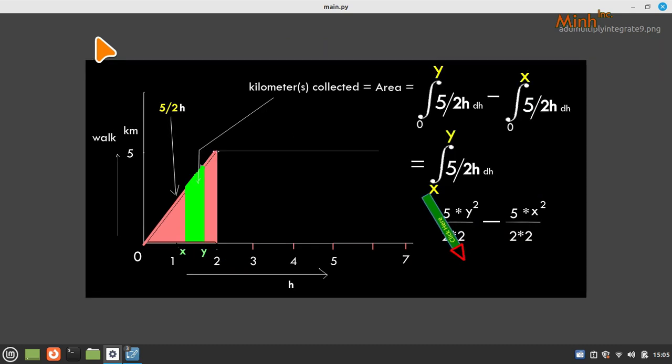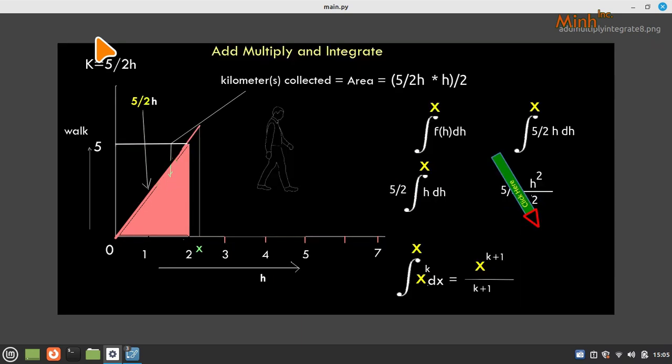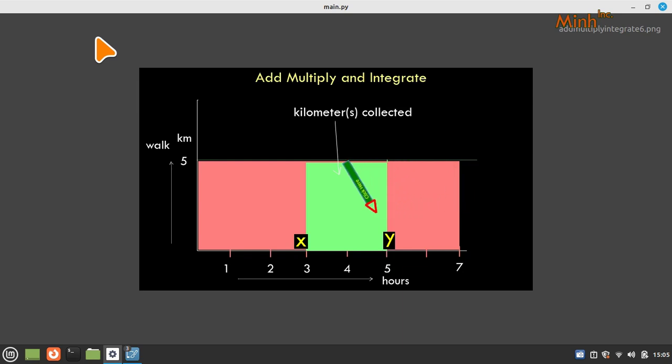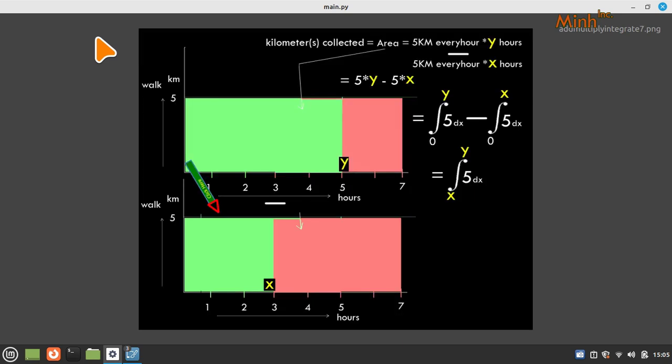So for the integration between any x and y, please don't concentrate on dh. dh just says what the variation is. So we can remove dh also. If I see this integration of 5 by 2h between x and y, that is for y and then minus for x. So this is what we have seen here. Whatever we get for y, and whatever we get for x, we have to subtract, if it is x to y.